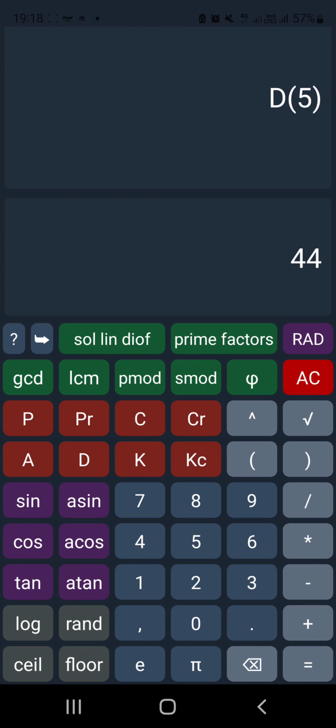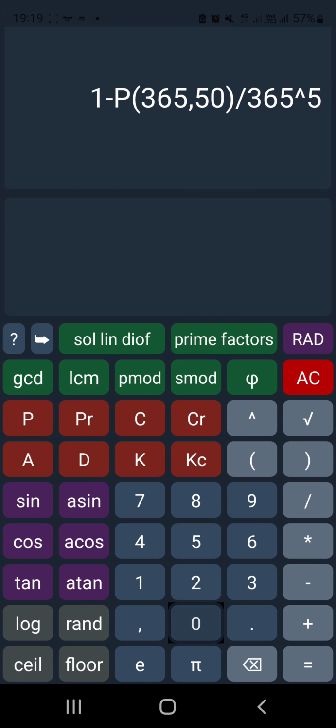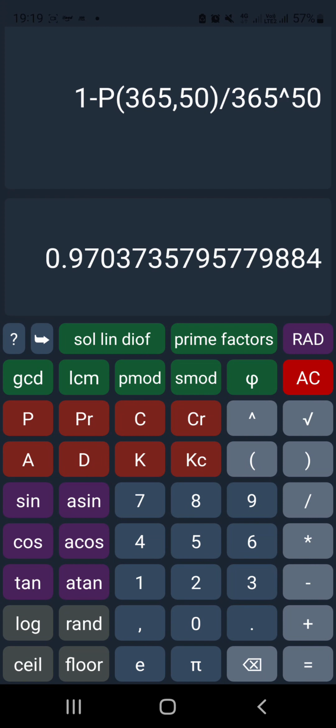Now let's show how this calculator can help in the study of these areas. Let's calculate the problem known as the birthday paradox in the case of 50 people. The problem asks to calculate the probability that given a group of n people, at least 2 of them have the same birthday. This can be calculated like this: 1 minus P of 365, 50 divided by 365 to the power of 50. The result is on the screen and is greater than 97%.